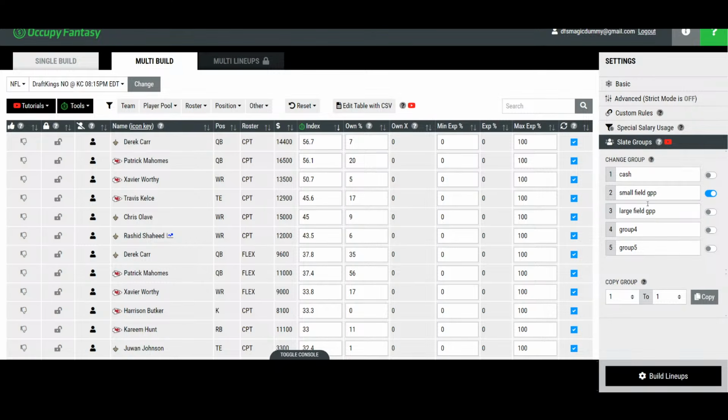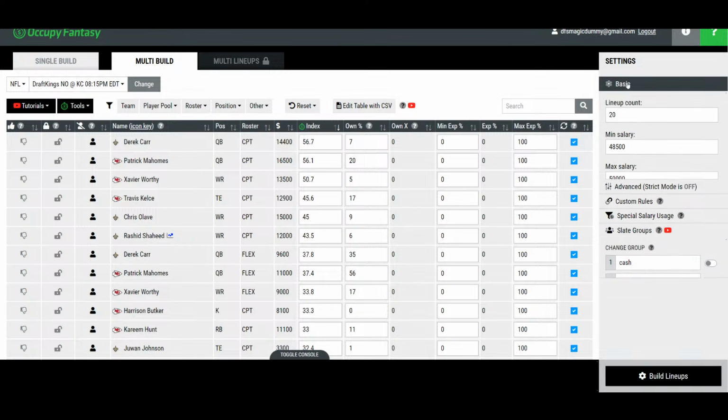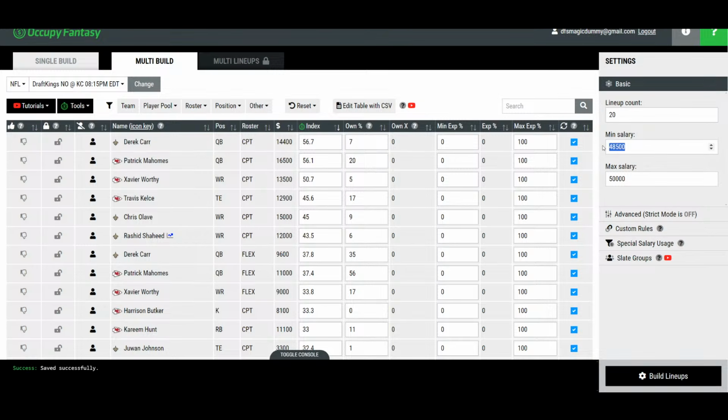But I have a small field GPP tab, a Slate group that I already set up for you guys. So basically, let's say you can only build 20 lineups, right? Let's set in some sort of min salary. I don't want to restrict myself too early in the process. I normally leave 2,500, 3,000 left over. I can always move this up when I need to after I run some builds.